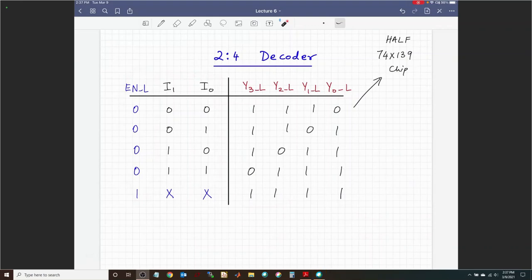And this happens to be half of the 74X139 chip. So where is the other half? Well, there are two of them, right? So in this 74X139 chip, you actually have two 2-to-4 decoders. We'll see the diagrams in just a bit.